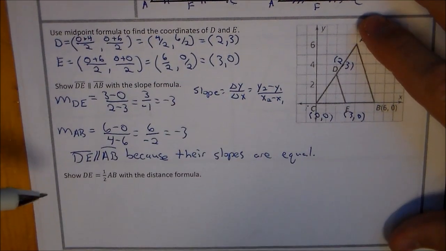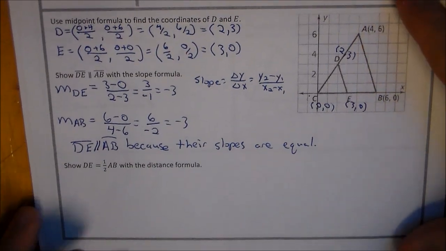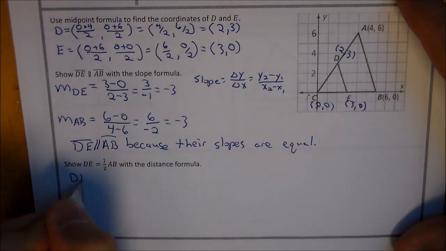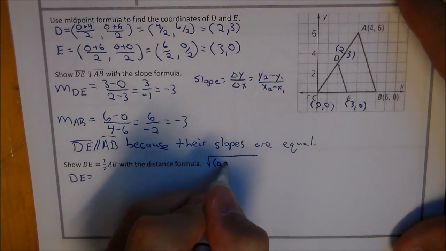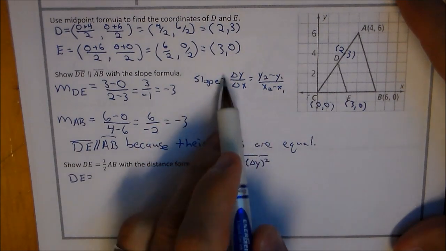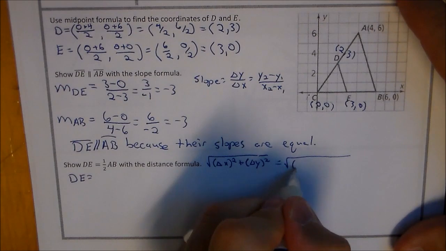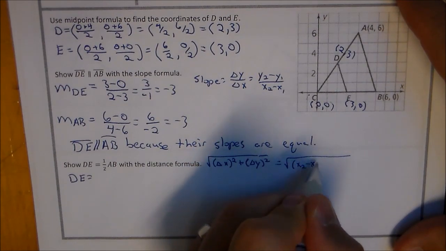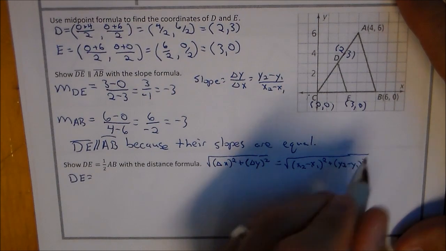For the last part, we're going to show that the length DE is equal to 1/2 AB. So I'm going to use the distance formula for DE. The distance formula we can write as the change in x squared plus the change in y squared, like we had up here. Change means you're just finding the difference, so I'll write out the longer one as well: x2 minus x1 squared plus y2 minus y1 squared.